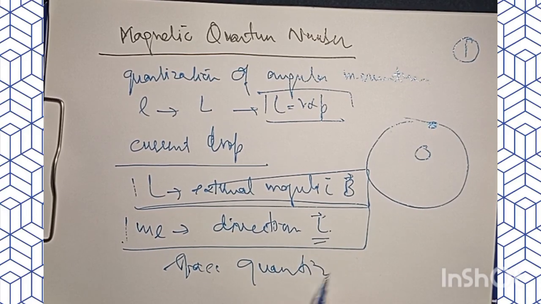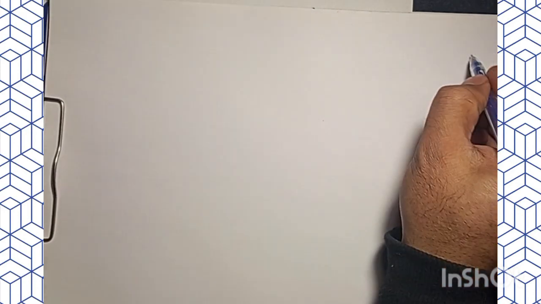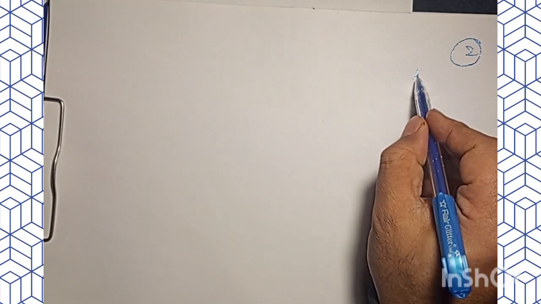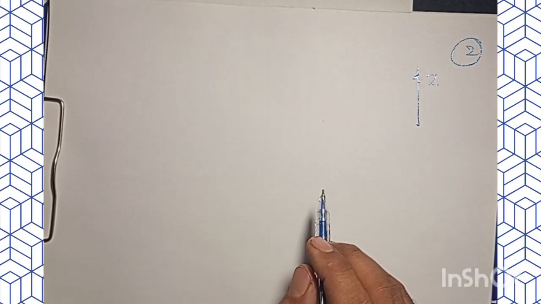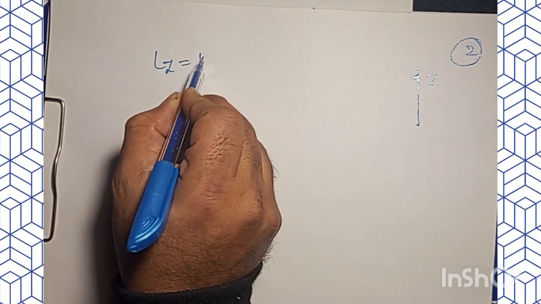Space quantization. If we let the magnetic field be parallel to the z-axis, along the direction of the Z axis, the component of L in this direction we can write as LZ equals ML h cross.